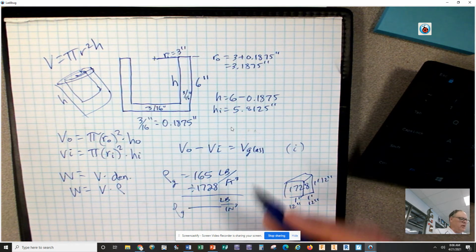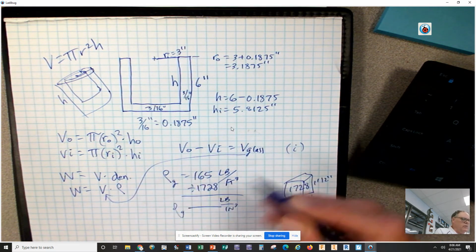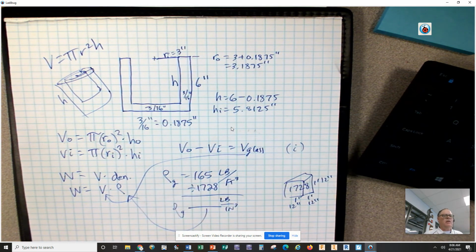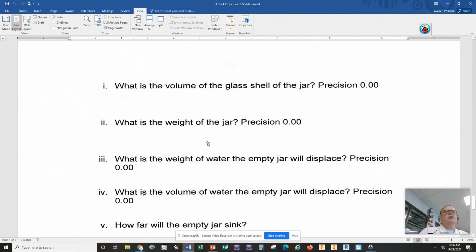So then you're going to take the volume that you get up here, you're going to take the density that you get here, and when you multiply those two together, it gives you weight in pounds. Okay, so that answers question 2, what is the weight of the jar in pounds?